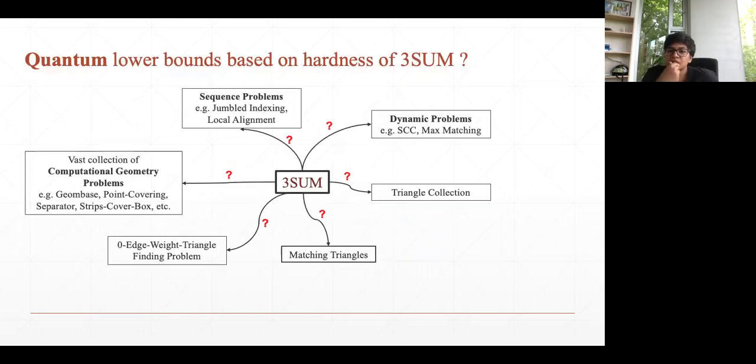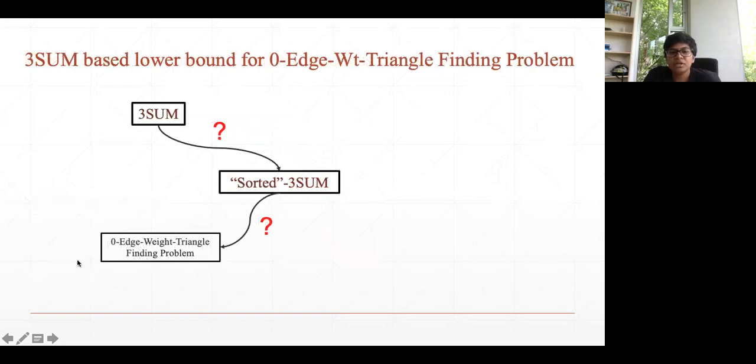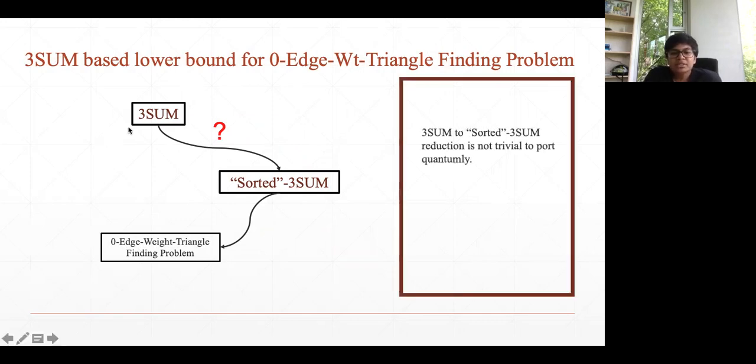Now, what happens to these classical reductions from 3SUM? Because now that the complexity of 3SUM in the quantum setting is quadratically faster, some of these reductions might not even go through. So let's again zoom into this problem and see what happens to the quantum reduction from 3SUM to the zero edge weight triangle finding problem. What we noticed was, while this 3SUM to sorted 3SUM reduction in the classical setting was very simple and very trivial, the reduction from 3SUM to sorted 3SUM in the quantum setting was not at all trivial.